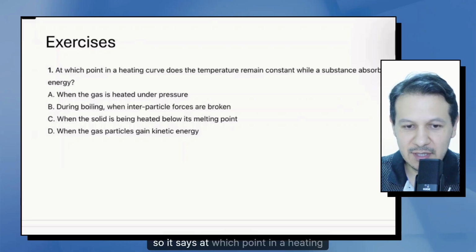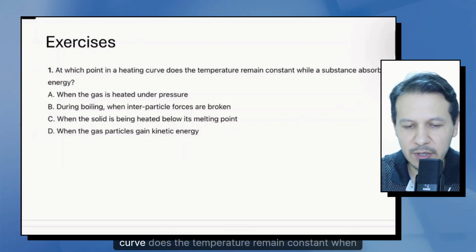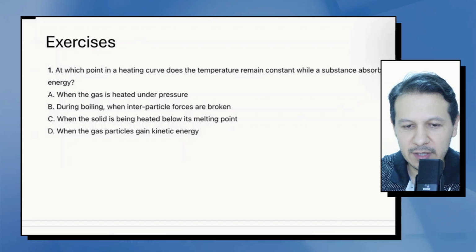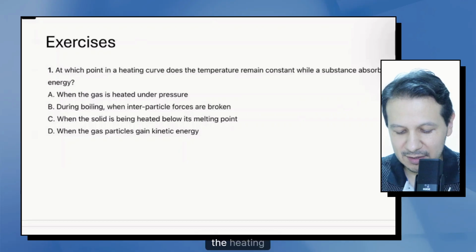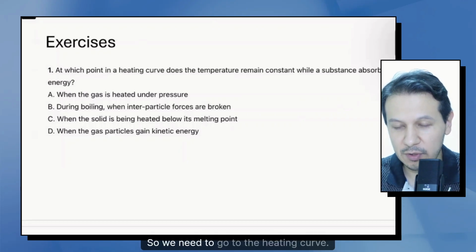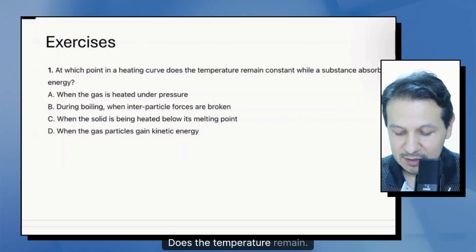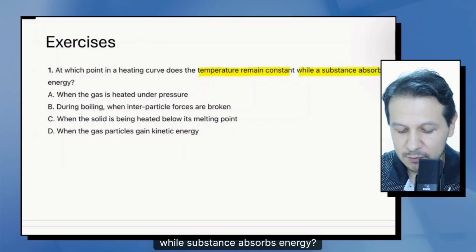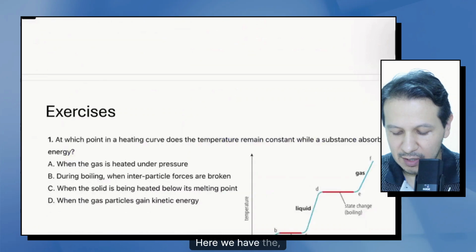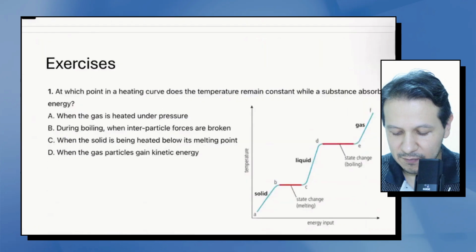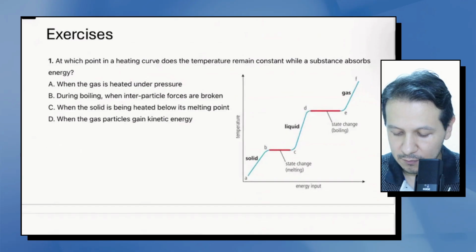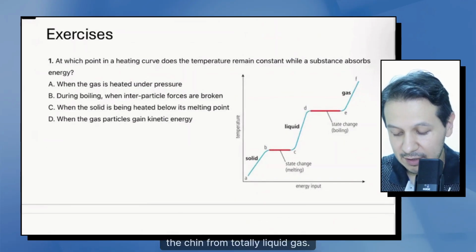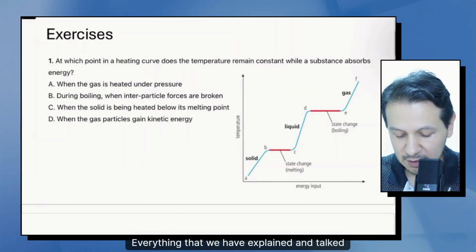Okay, so it says, at which point in a heating curve does the temperature remain constant while a substance absorbs energy? Keywords here: which point at the heating curve. So we need to go to the heating curve. Does the temperature remain constant while the substance absorbs energy? So the key terms here will be temperature remain constant. Here we have the heating curve, the change from solid to liquid to gas, everything that we have explained and talked about before.